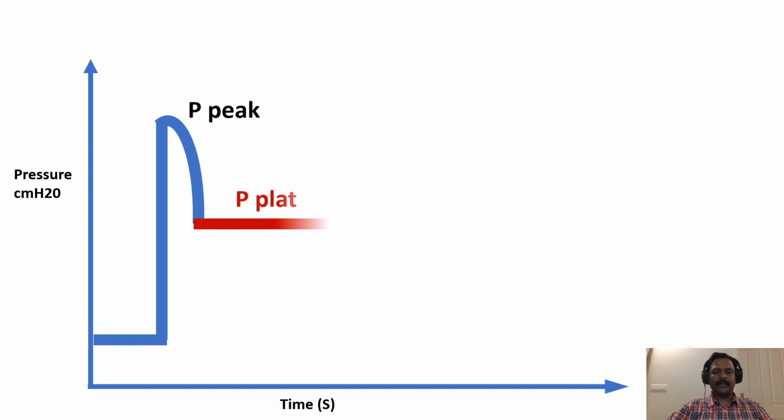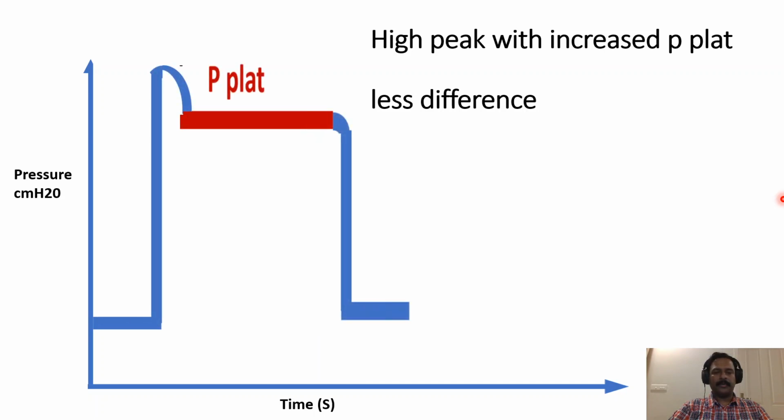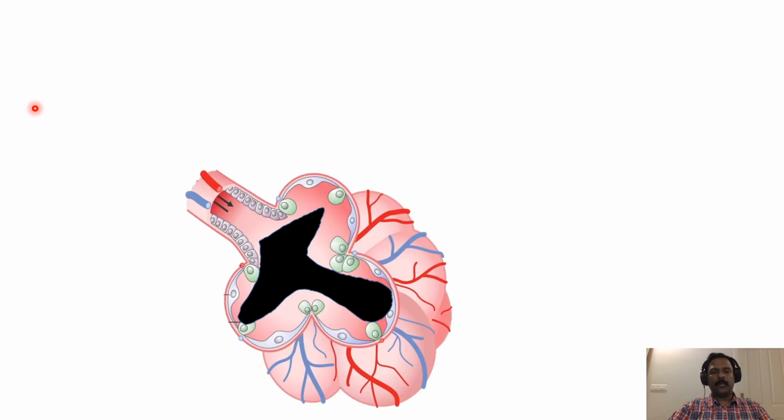So this was the graph again. Here we are having a high peak here. We are having a P peak here. We are having a P plateau here. And this is the difference between the P peak and P plat. In the last scenario, what happens is you will be having a very high P peak. This has increased. Your P plat has also increased. And the difference between the P peak and P plat has also decreased. So the problem is going to be with the alveoli, which is affecting your airway also.